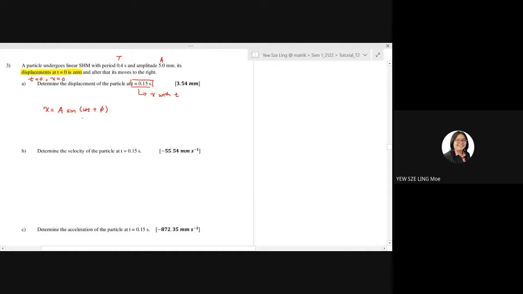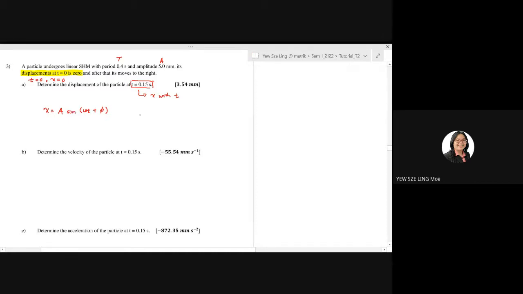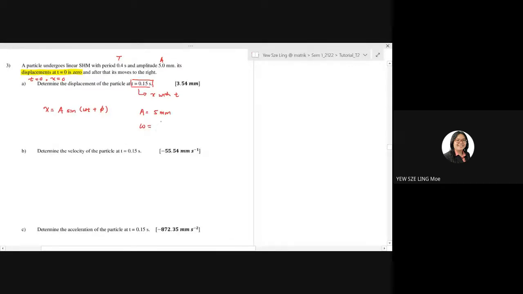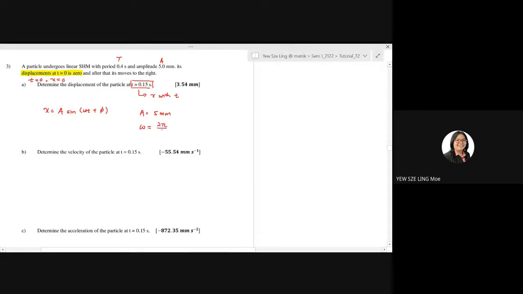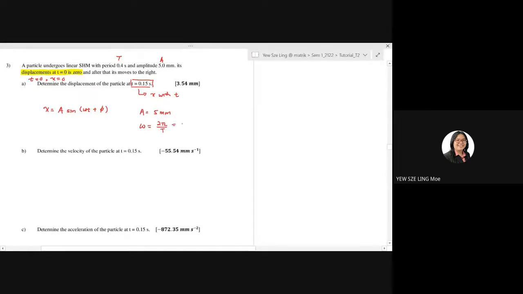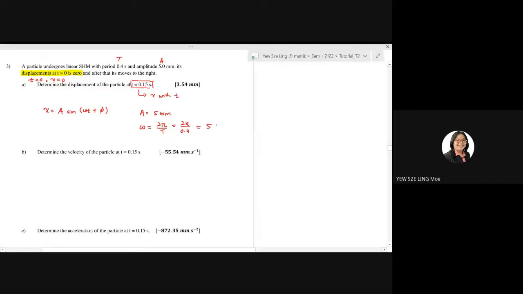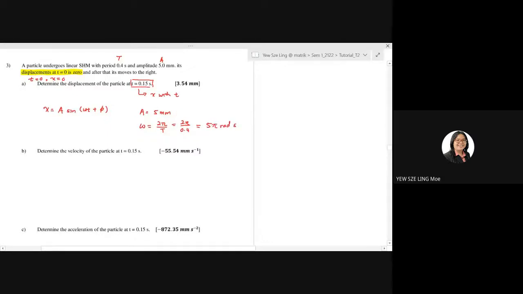So what are we going to do? First of all, we need to see what information we have. We have A, but we don't have omega. So what can we do? We have A equals 5 mm. Omega can be calculated by using the period. Therefore, 2 pi over T is equal to 2 pi over 0.4. Therefore, omega is equal to 5 pi radian per second.